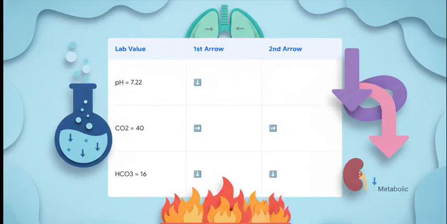On to example 3. pH is low at 7.22, first arrow down. CO2 is normal. Bicarb is low at 16, first arrow down. Now let's apply our rule to get those second arrows. Bicarb is metabolic, so it gets the same direction, second arrow. It points down. It matches the downward acidotic pH perfectly. This gives us metabolic acidosis.